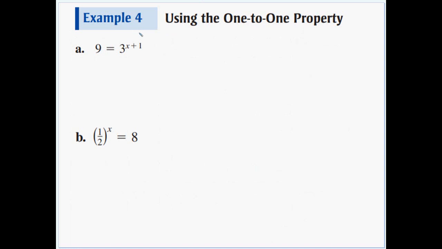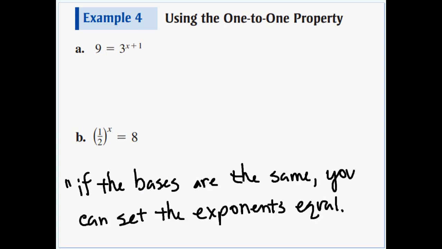Now this, the one-to-one property. Let me just state it like this, put a little quote here. If the bases are the same, you can set the exponents equal. If the bases are the same, you can set the exponents equal to each other.